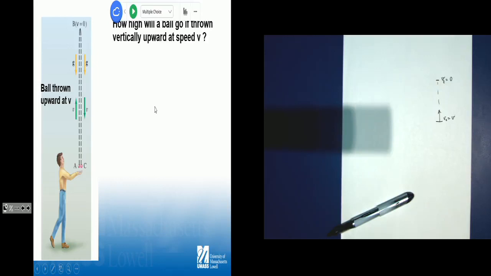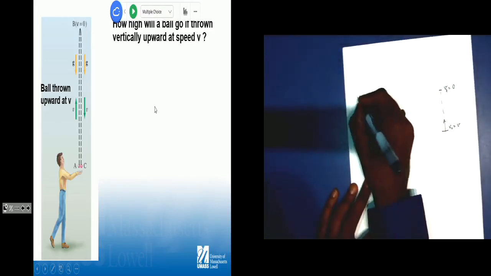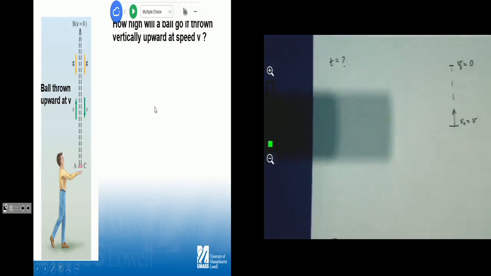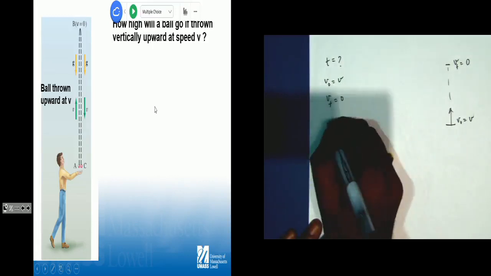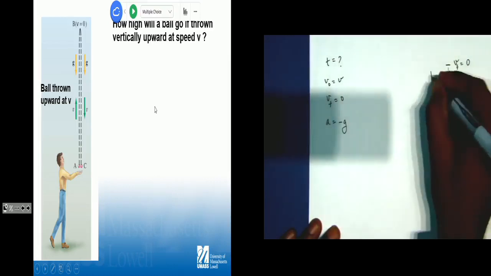If I just look at that part of the motion, then I know that I start with the initial velocity of v. I have a final velocity at the top of 0. Correct? And I have an acceleration of minus g. Okay? And what I'm looking to do is find how far up does it go. I'm not given any time information. So I do not know time. I know v0 is v. I know v final is 0. I know acceleration is minus g. I'm taking upwards positive.